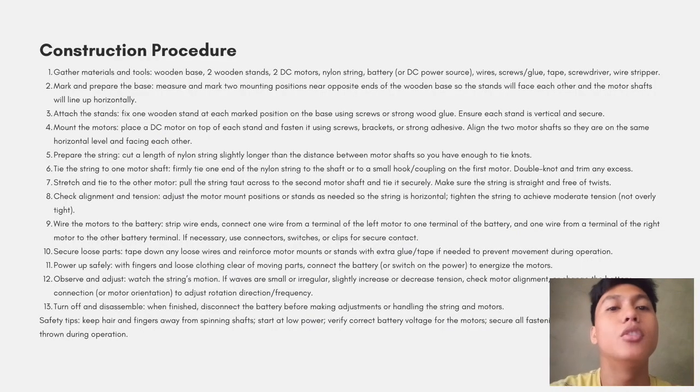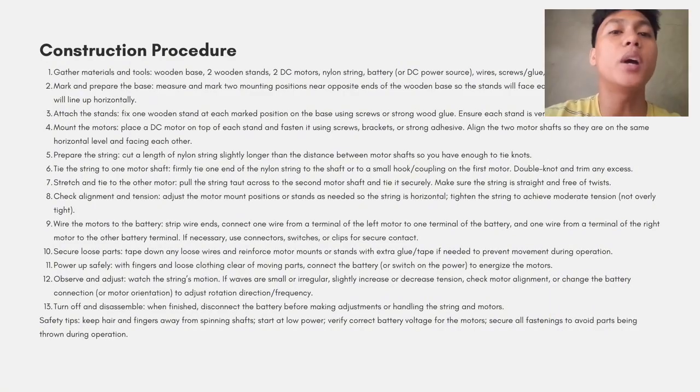With fingers and loose clothing clear of moving parts, connect the battery or switch on the power to energize the motors. Number twelve, observe and adjust. Watch the string's motion. If waves are small or irregular, slightly increase or decrease tension, check motor alignment, or change the battery connection or motor orientation to adjust rotation, direction, or frequency. Number thirteen, turn off and disassemble.